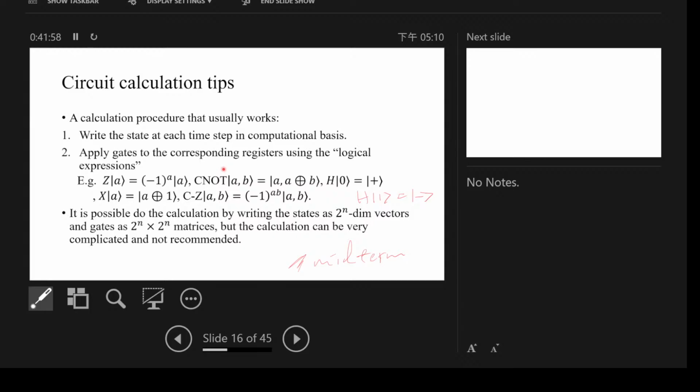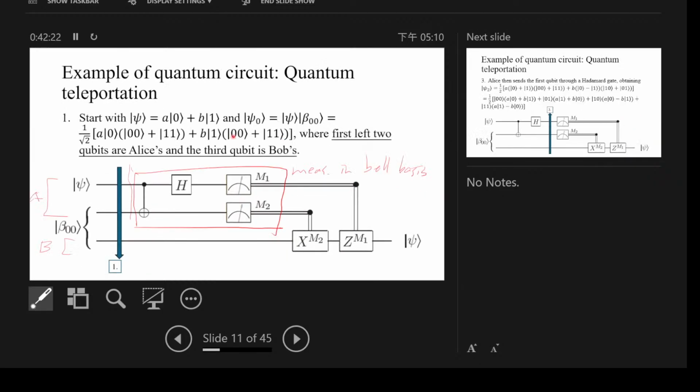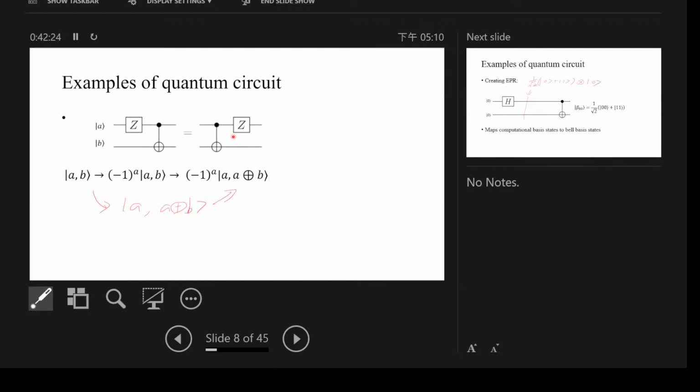And yeah, we have been doing calculation in this way. A lot of homework problems and also midterm problems will ask you to calculate the output of a quantum circuit, or sometimes we will ask you to prove that 2 circuits are equivalent. So maybe say this thing. Sometimes we want to prove this kind of thing.